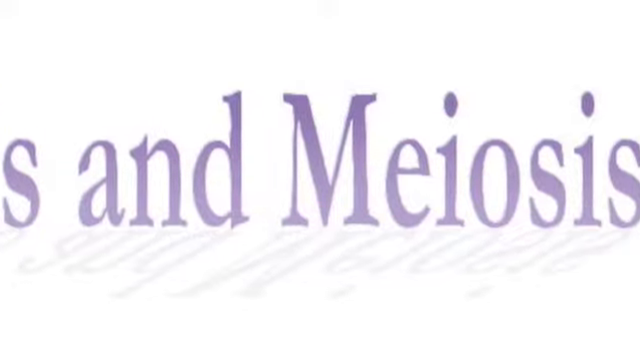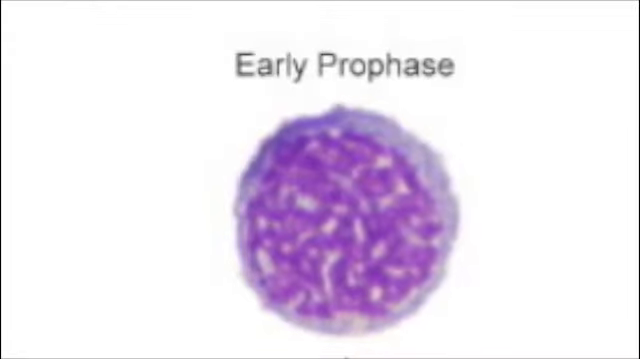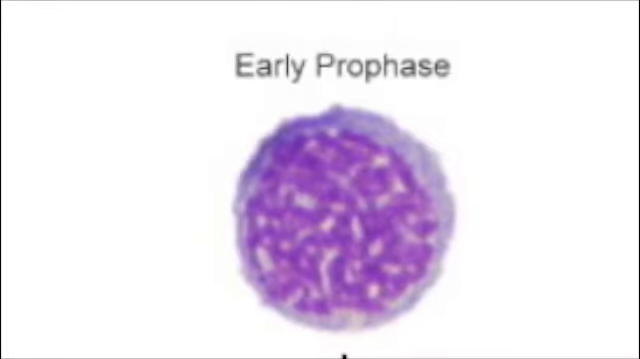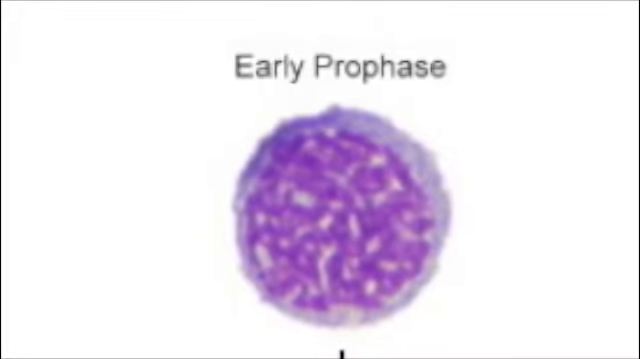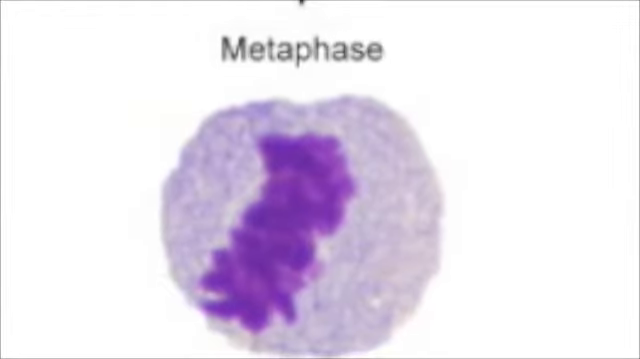Mitosis and meiosis. First, we're going to talk about mitosis. The first stage of mitosis is interphase. The chromosomes in the nucleus duplicate and the DNA is copied. You cannot see the chromosomes at this point. The second phase is prophase, in which the chromosomes are visible and spindle fibers go to the opposite ends of the cell. The third one is metaphase.